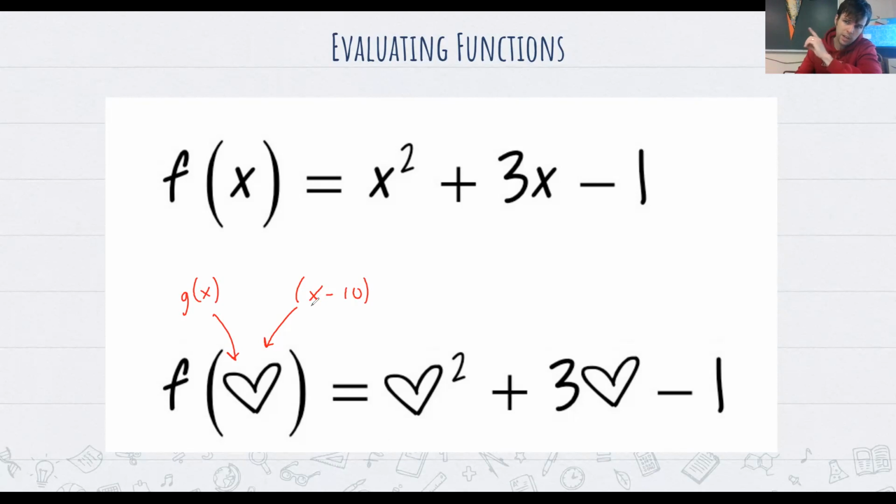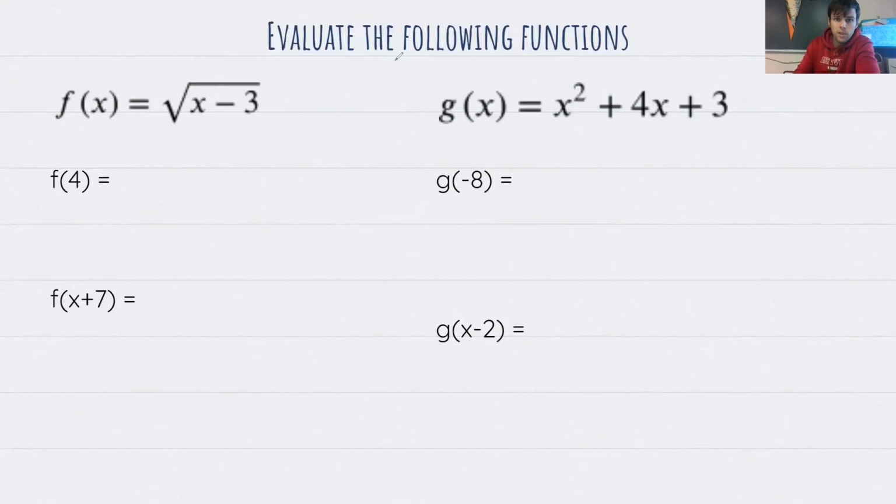There's so much that I can do. I just have to be very careful while doing some of these things and making sure that I substitute it in correctly as an input. We'll go through that. All right, so we're going to go ahead and evaluate these two functions here. We have f of x is equal to the square root of x minus 3. Pretty simple here. We're going to be plugging in 4 for x. And then here we're going to do something a little more complicated. We're going to plug in the expression x plus 7.